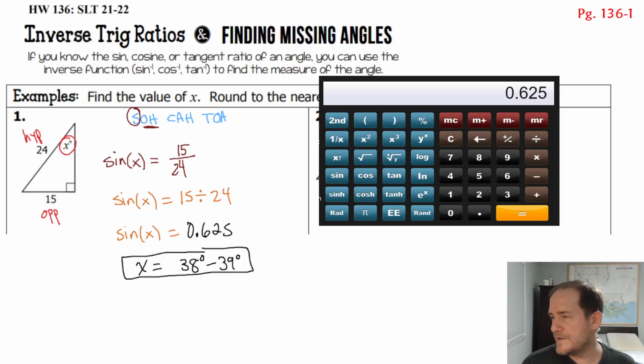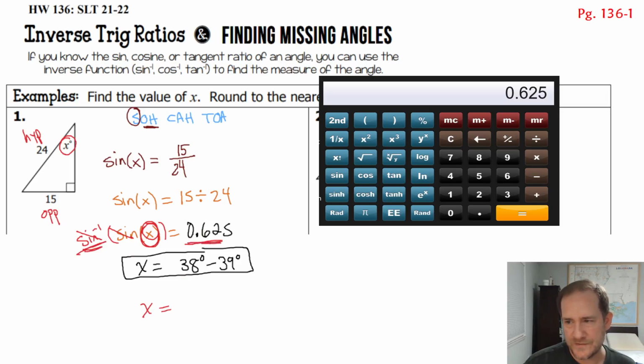But the other way to do this for real is you take the inverse sine of both sides. The inverse sine of sine would cancel out and just leave you with x. You bring the x down. But whatever you do to one side, you do to the other side too. So over here, x would equal the inverse sine of 0.625.